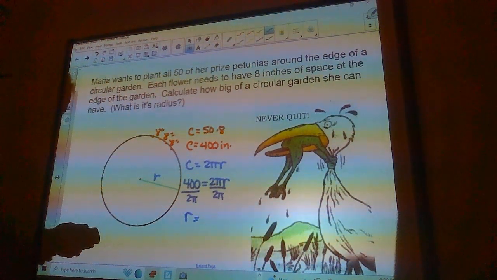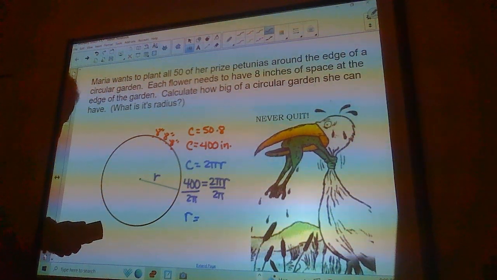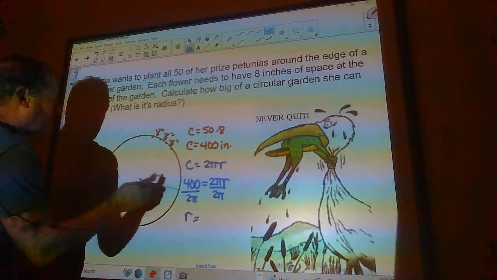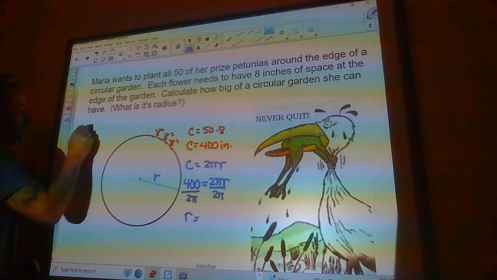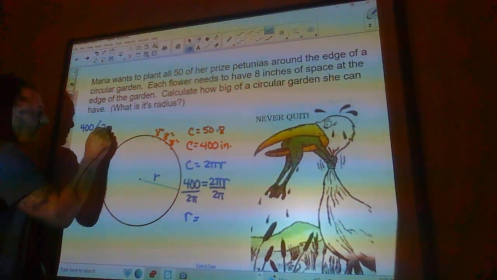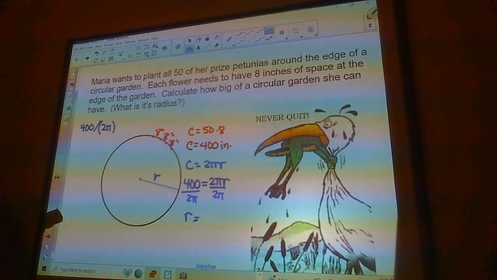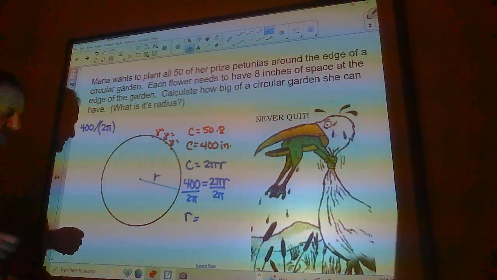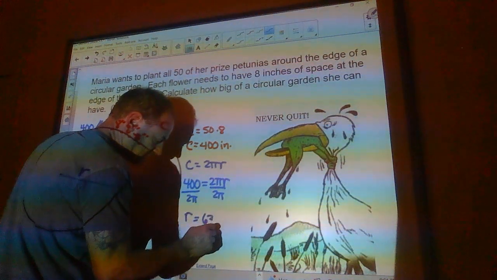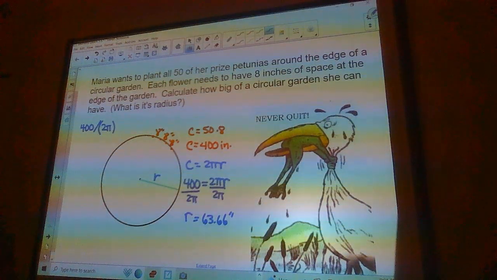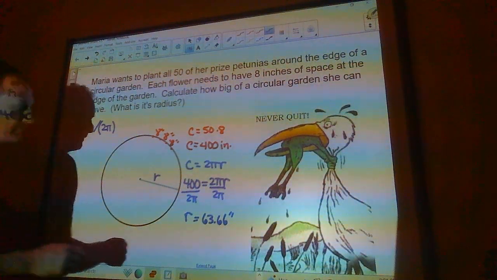So I'm going to get out my handy-dandy TI-84 Plus C Silver Edition graphing calculator, and I'm going to figure that out. Now make sure that if you are doing this on your calculator, that you put parentheses around the 2 pi like that. Okay? And you're going to get 63.66 inches. So that's the radius. Okay, and there we go.